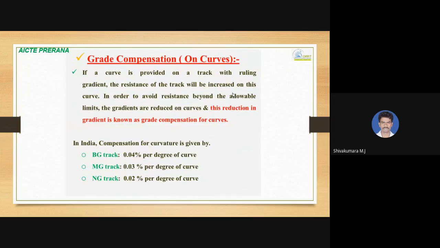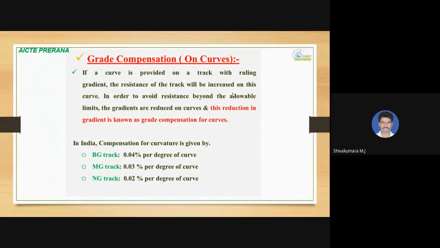And now it is grade compensation on curves. If a curve is provided on a track with the ruling gradient, the resistance of the track will be increased on this curve. So in order to avoid resistance beyond the allowable limits, the gradients are reduced on curves, and this reduction in gradient is called grade compensation. The same concept we studied in highway geometric design also.